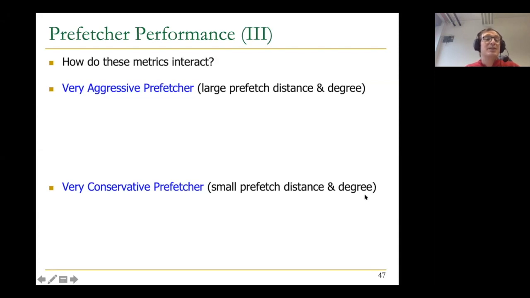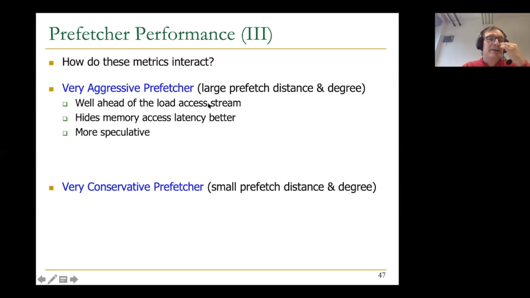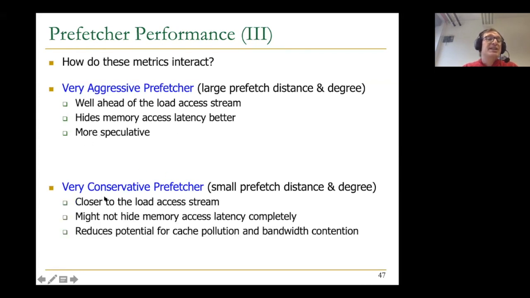So let's take a look at how these metrics interact. Clearly, if you have a very aggressive prefetcher, you're likely well ahead of the load access stream, unless the load access stream jumps to some other location, which may happen when you go into some other data structure, for example, or when the data structures you're traversing are extremely large. This hides memory access latency better, but it's also more speculative. Whereas a very conservative prefetcher stays closer to the load access stream. It may not hide memory access latency completely, but it does reduce the potential for cache pollution and bandwidth contention.